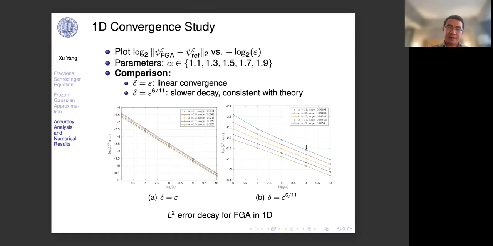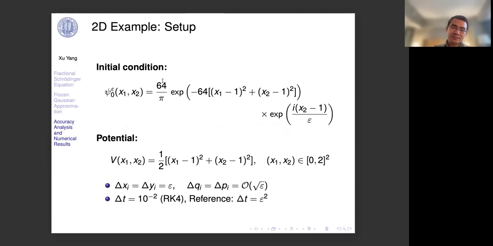For different regularization, we have different convergence rates. It's not surprising that if you regularize less, you may have better convergence. If you regularize more, apparently it will be further away from the true solution. And this is the 2D setup.